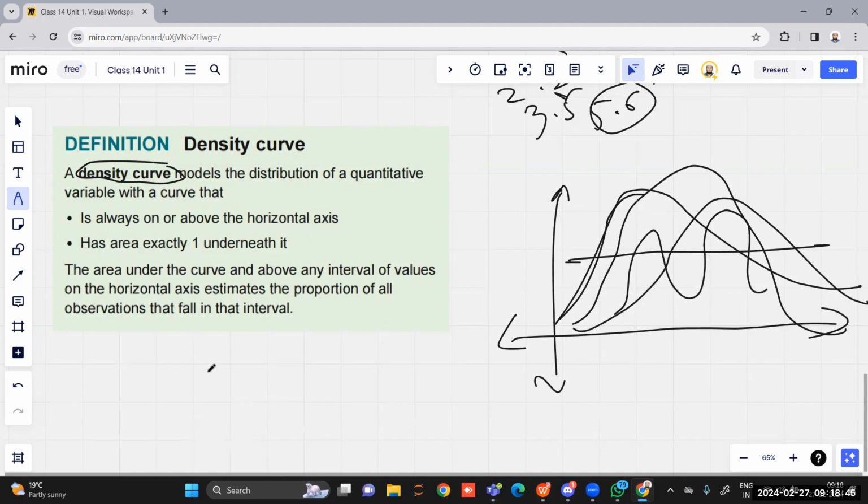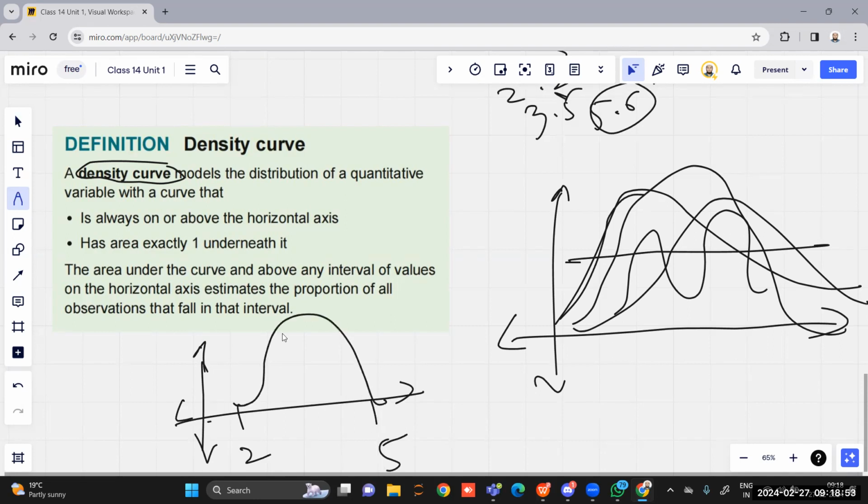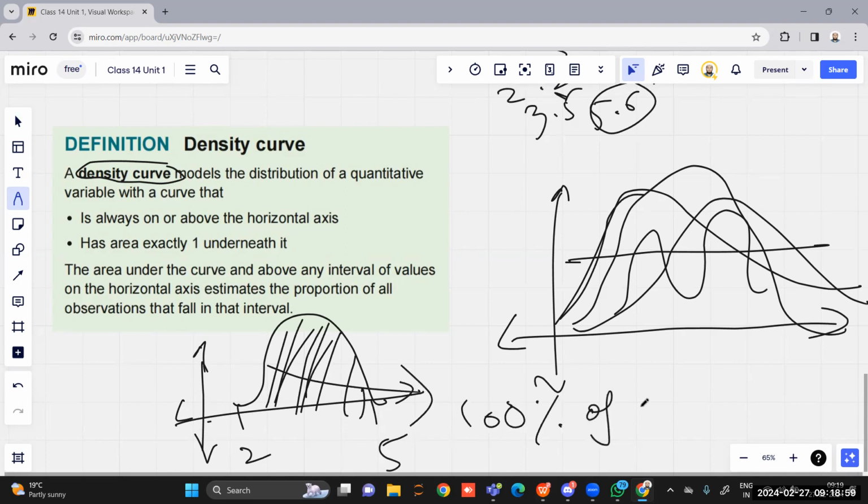Has an area of exactly one underneath. What does that mean? It means that when there is a range, then when we draw a curve, it means 100% of the possibility, 100% of the data must lie underneath, must lie inside it.